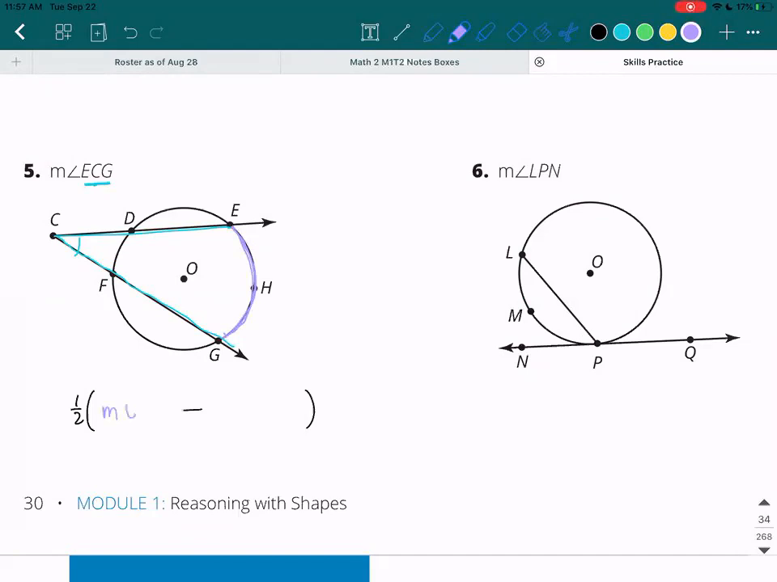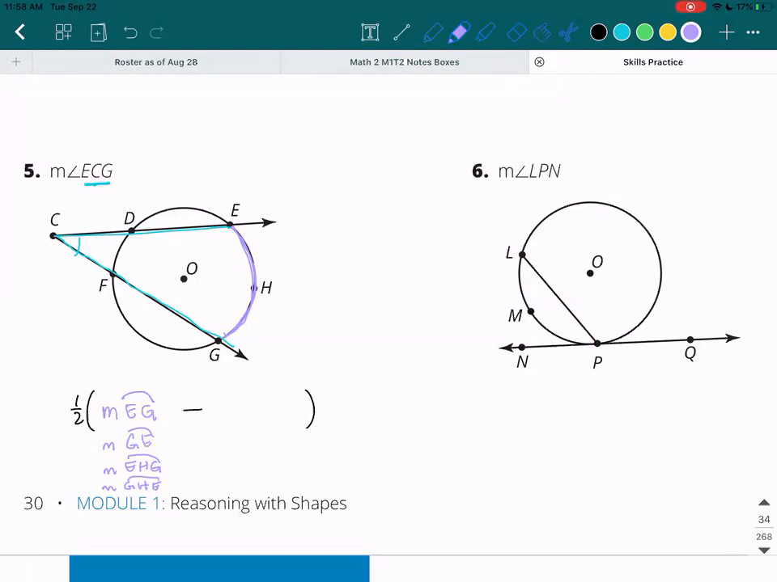Measure of arc EG. And if you wanted to say EHG, you are still correct. Can we write it as GE? Yes, you can also do GE. That's also fine. So you could have written measure of arc GE or measure of arc EHG or measure of arc GHE. So many ways, but they're all the same. All of those are fine.